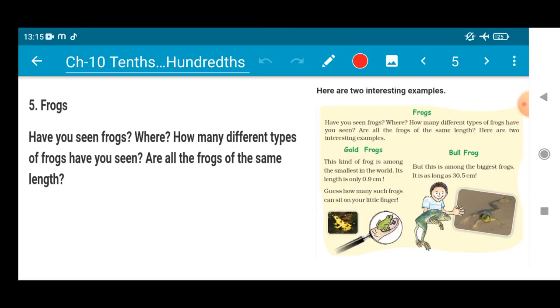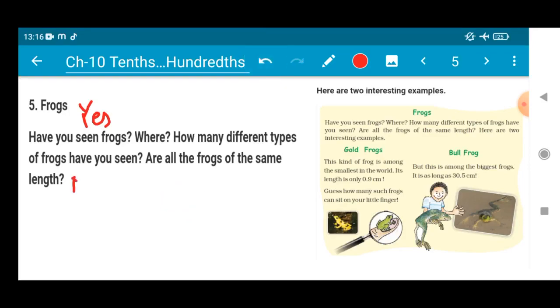The topic is frogs. Have you seen frogs? Where? Yes, the answer must be yes for everyone. So you can write yes. Where? In pond, in lake, right? You can see the frog. How many different types of frog have you seen? So the smaller one is also available. The larger one, the bigger one is also available. Are all the frogs of the same length?